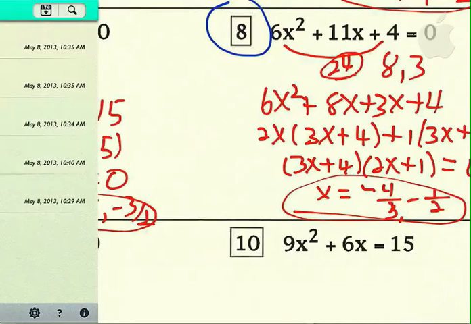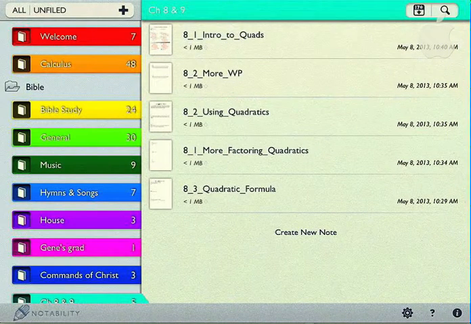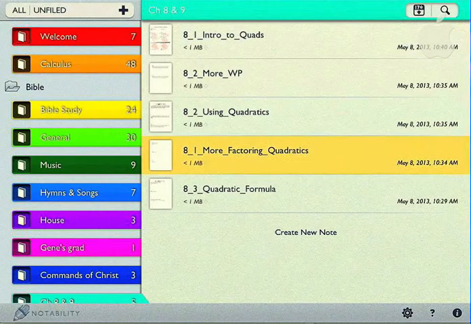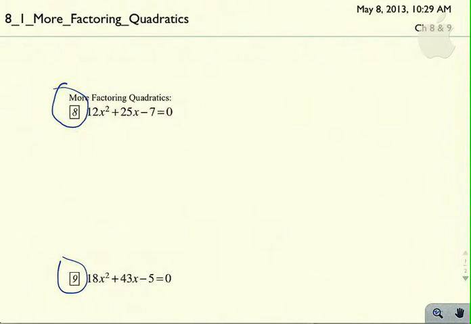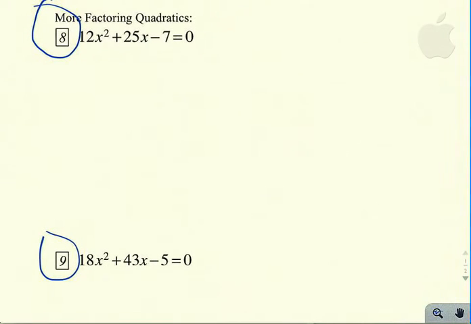Okay, well, let's see, we have more factoring. There it is. Here's some more. These are a little harder. So multiply these, you get -84. And you need two numbers that multiply out to -84 and add up to 25. How about +28 and -3?